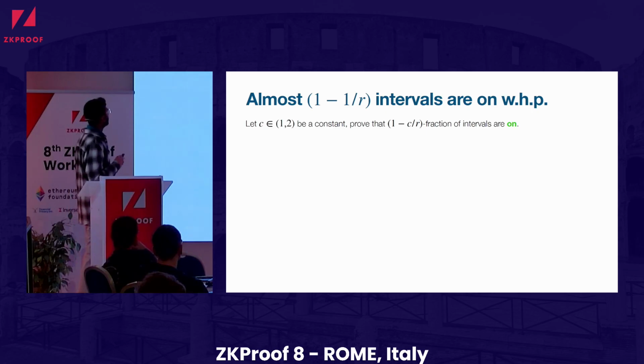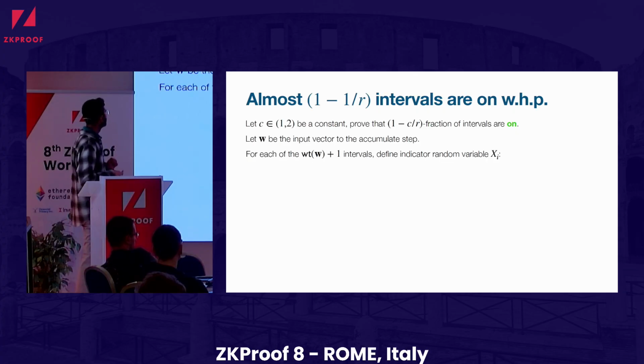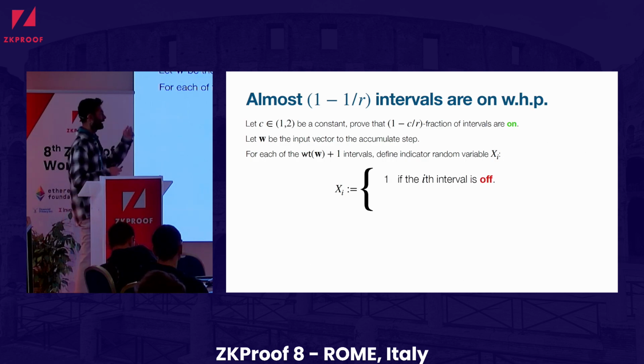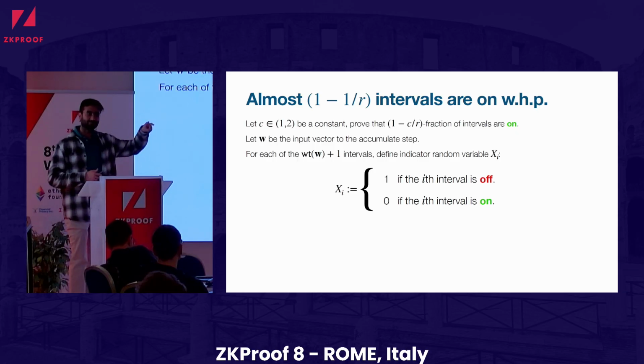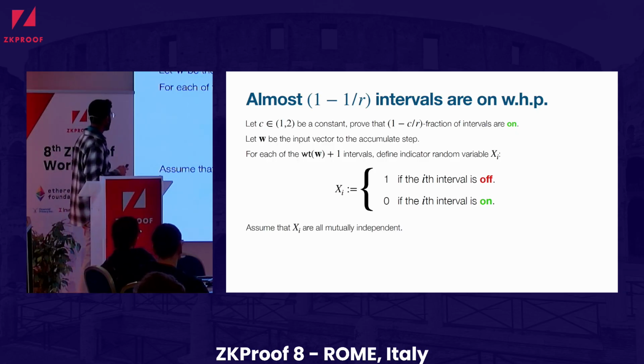OK, so let c be a constant between 1 and 2. The specific statement that we're going to prove is that a 1 minus c over r fraction of intervals are on. W is an input to your accumulate step. And for each of the intervals, like we defined earlier, we define an indicator random variable, which is 1 if the ith interval is off, and 0 if the ith interval is on. I know it's kind of flipped, but bear with me. It's by design. And we assume that all the xi's are mutually independent.